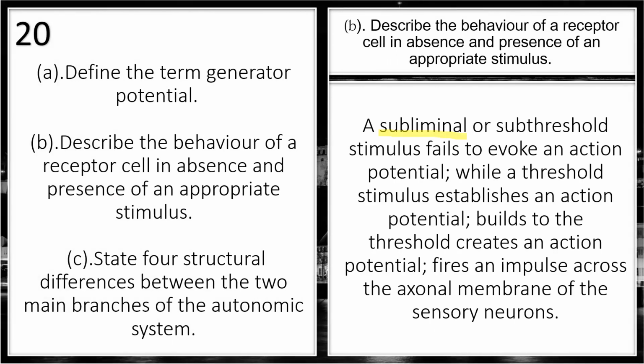A subliminal or subthreshold stimulus fails to evoke an action potential, while a threshold stimulus establishes an action potential, builds to the threshold, creates an action potential, and fires an impulse across the axonal membrane of the sensory neuron.